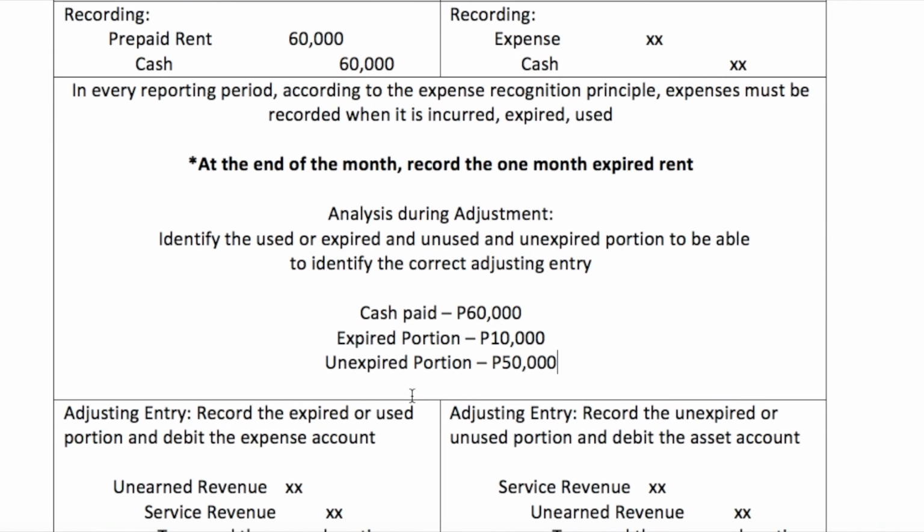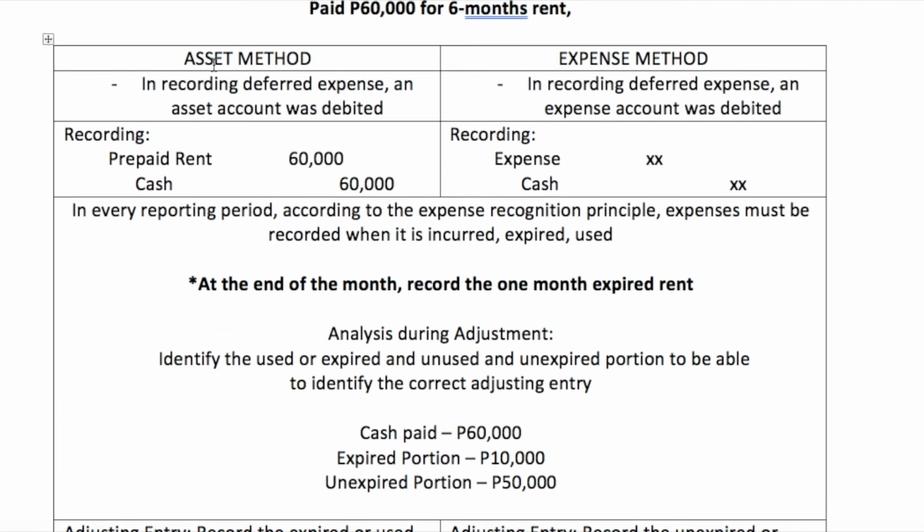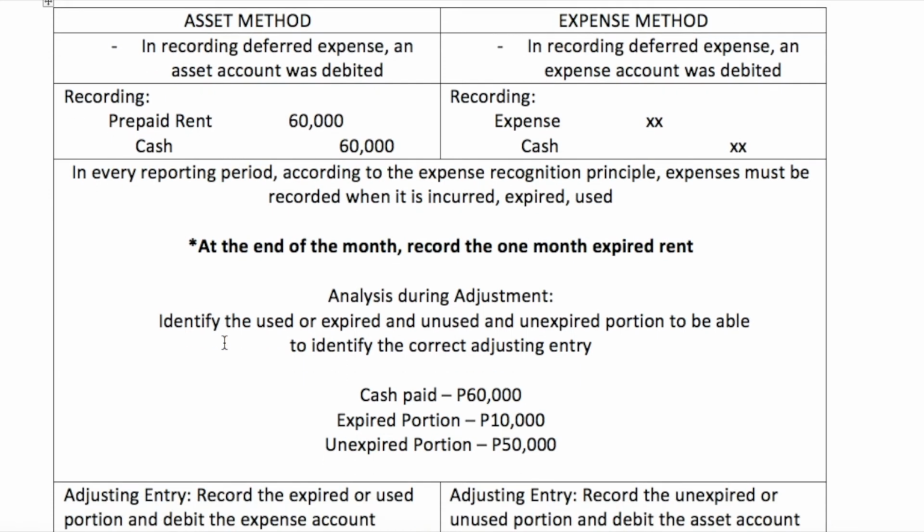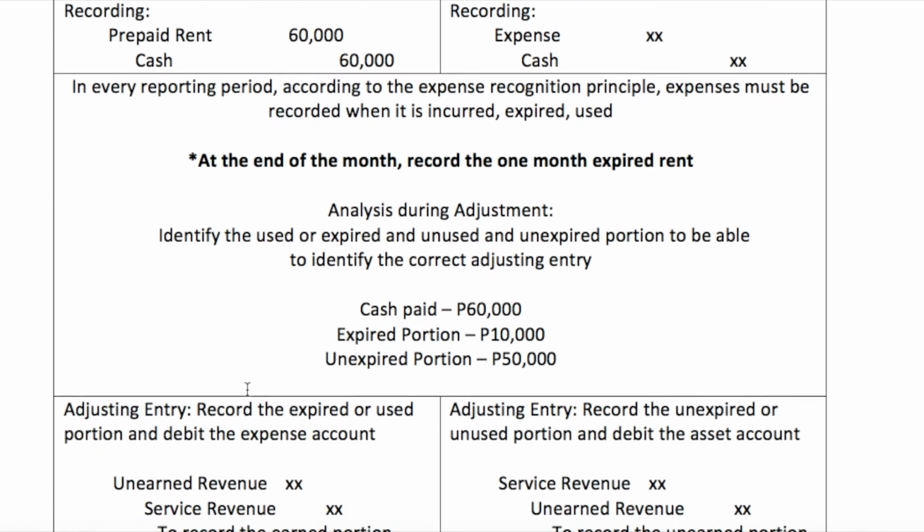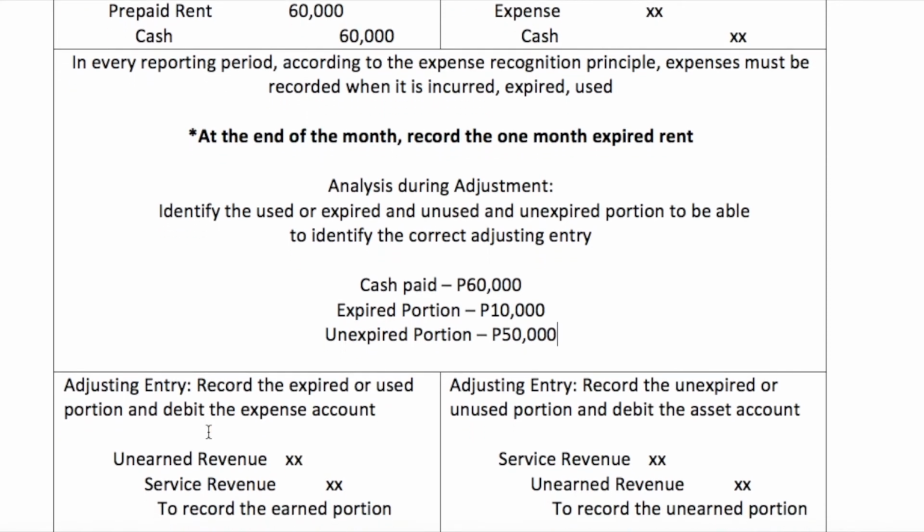Okay, moving forward, if we are using the asset method, according to the adjusting entry, what you will record is the expired or used portion. And we debit the expense. So this would be debit rent expense, then credit prepaid rent, to record the expired portion.